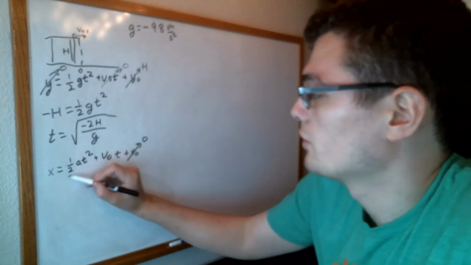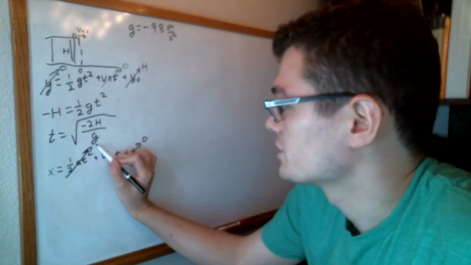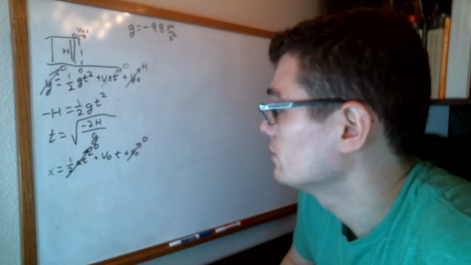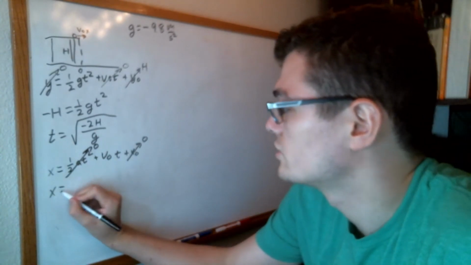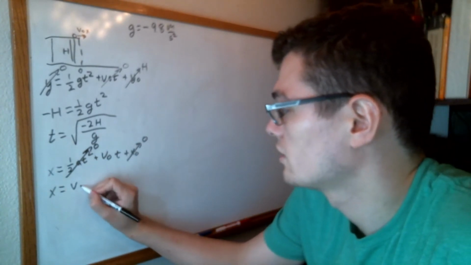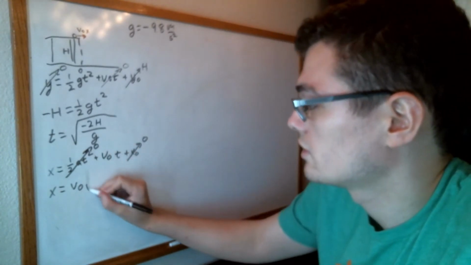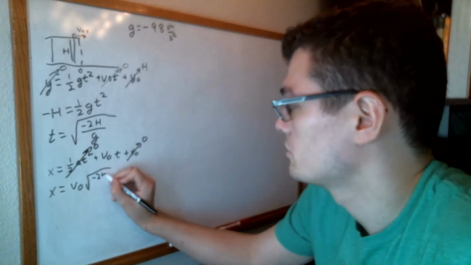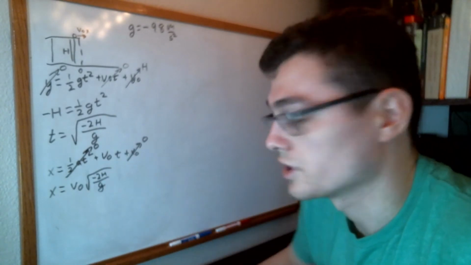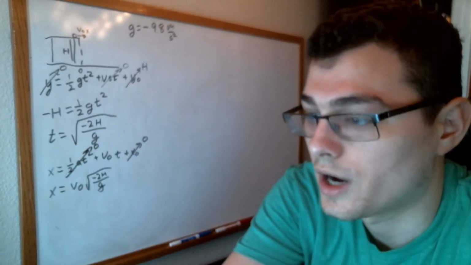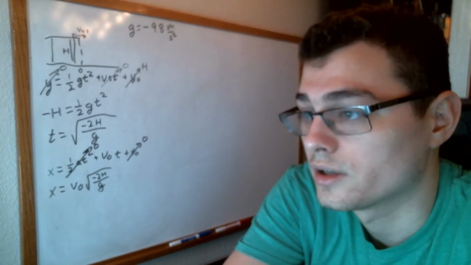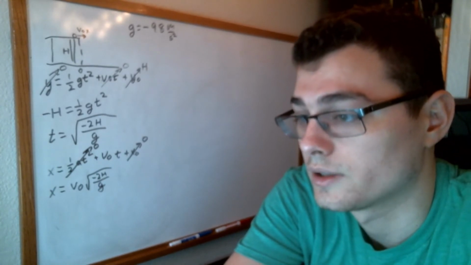And then we know that it moves at a constant velocity, so the acceleration is going to be equal to 0. So then x is just going to be equal to v naught t, but t in this case we've already found, so we can just plug in the square root of 2h over g. And so that'll give us how far away this object will land.